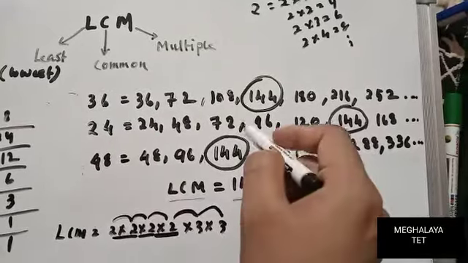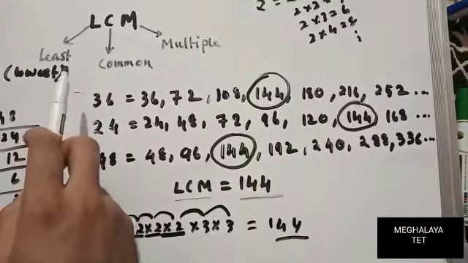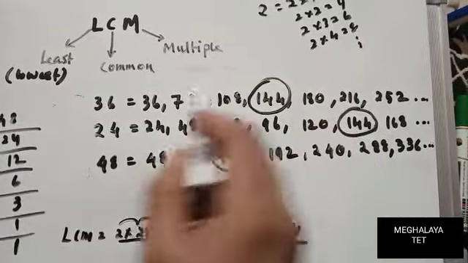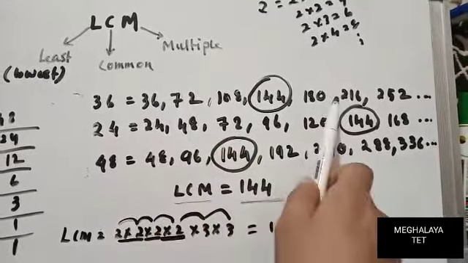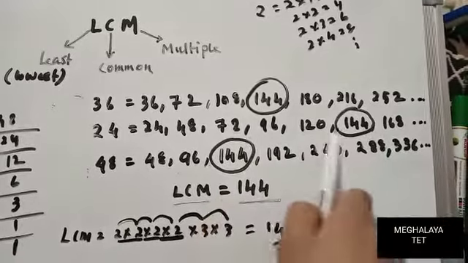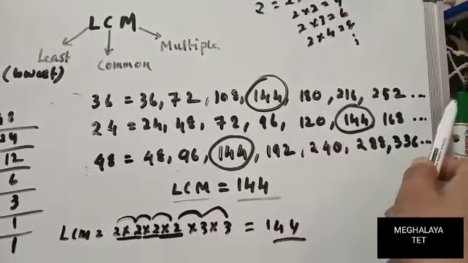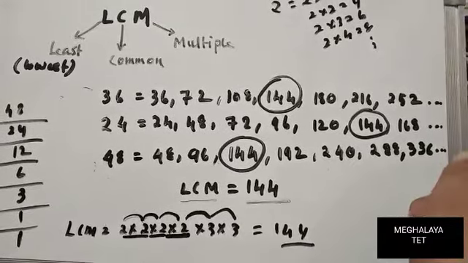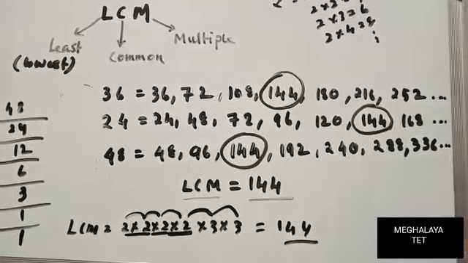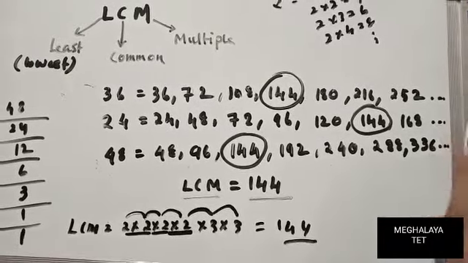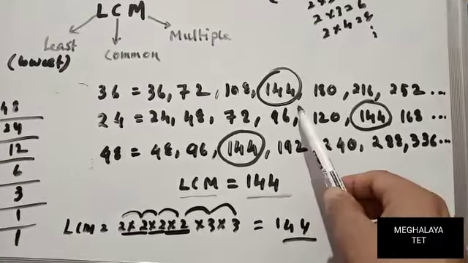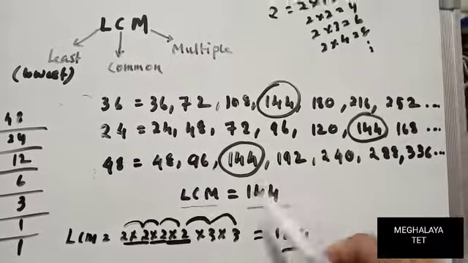It must be present in all three numbers and it must be the least number. So it should be common and least. If we look at these three numbers, 144 is present in all of them and it is the least. If we go beyond these numbers we will find other common numbers, but those are higher. If you keep going you will get more common numbers present in all three, but the least one is 144. So 144 is the LCM.